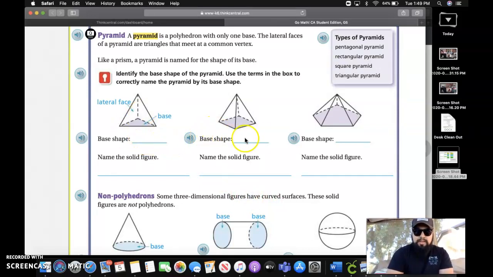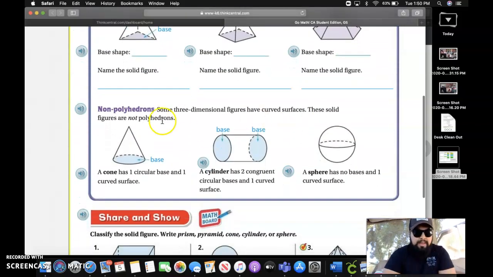Okay, so let's take a look at this next one. Base, well, the base is what appears to be a square. Okay, so that is a square pyramid. Right there, square pyramid. This one right here, 1, 2, 3, 4, 5. 5 sides makes it a pentagon. And then we add the AL, pentagonal pyramid. Okay. And then these ones are non-polyhedrons.